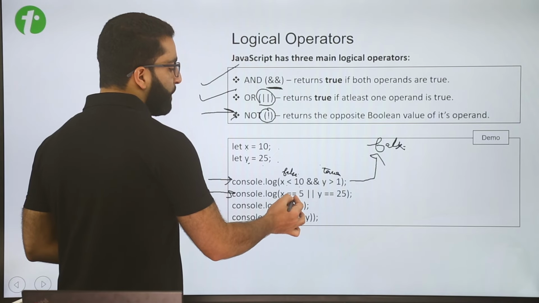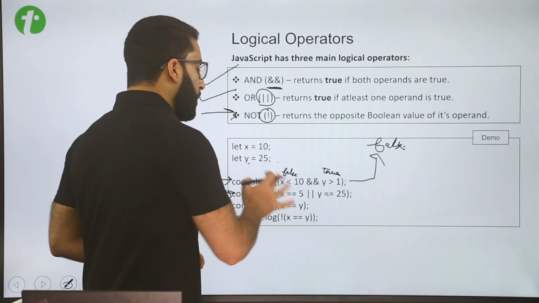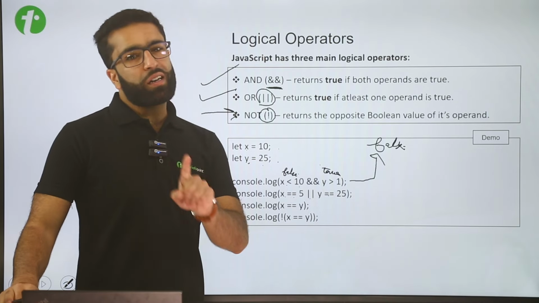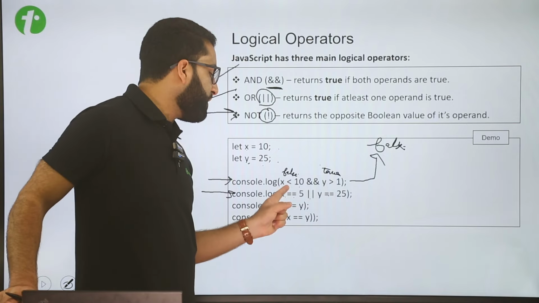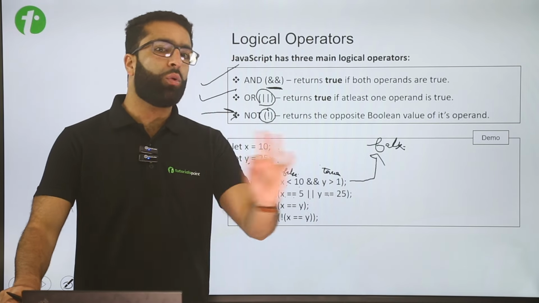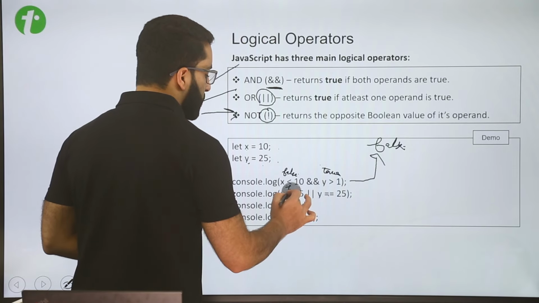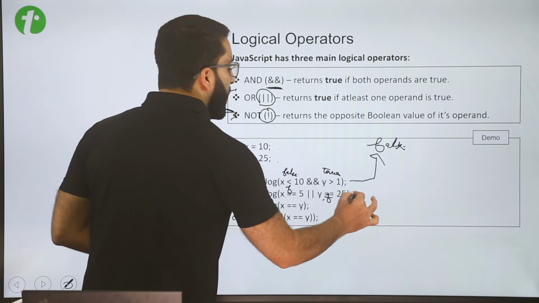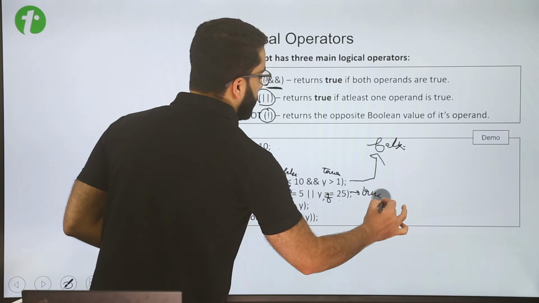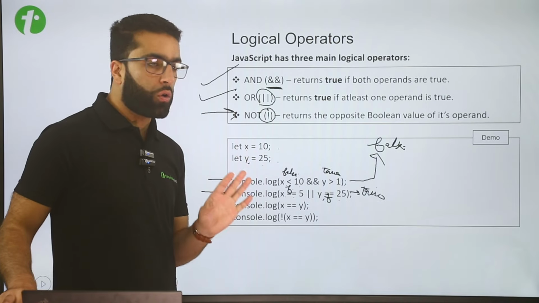Moving forward, here we have x is equal to 5, loose equality, and the OR operator is used. In the OR operator, any one condition should be true. One can be false and one can be true. Even if any one, the left or the right one, is true, then the whole answer becomes true. So is x equal to 5? This is false. Okay, is y equal to 25? This is true. So the output of this one will also be true. That's the main difference between the AND operator and the OR operator.